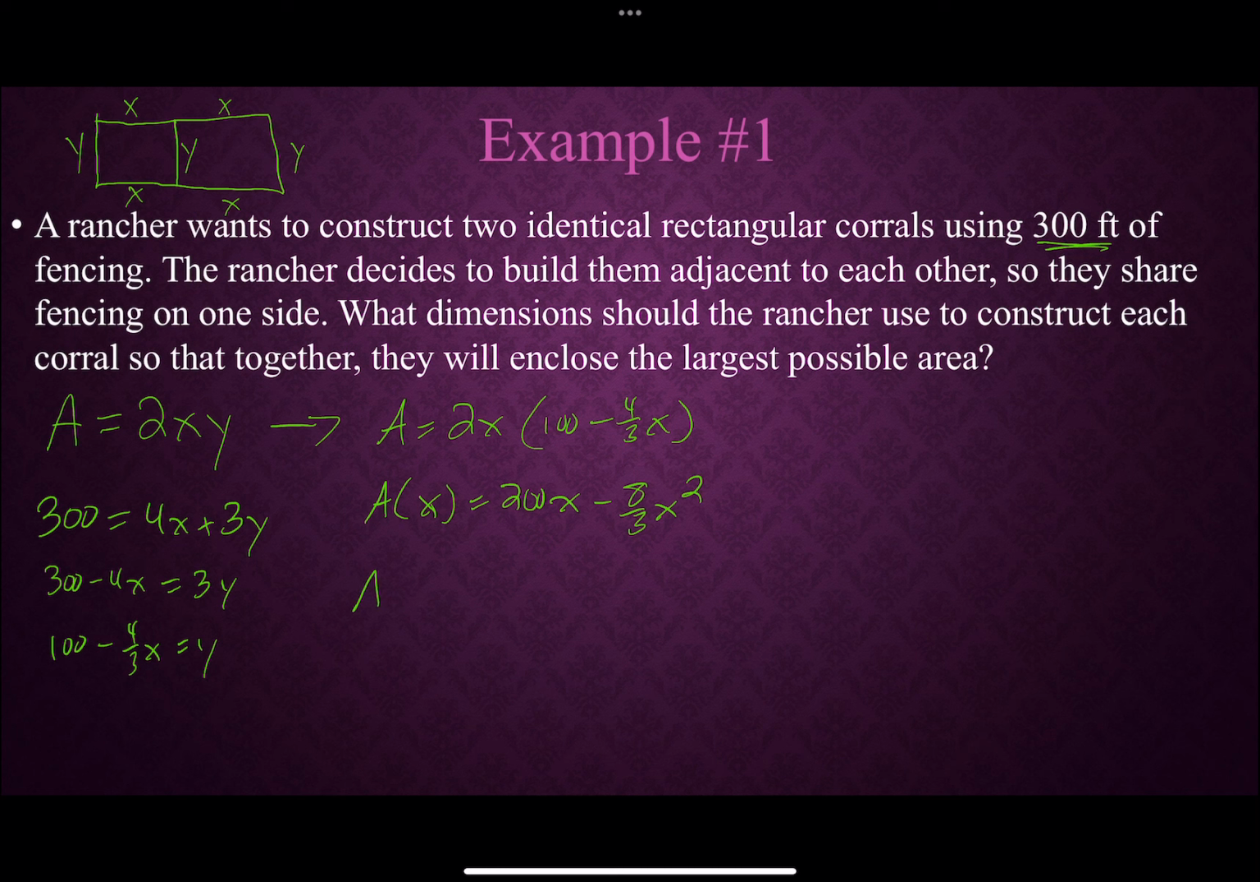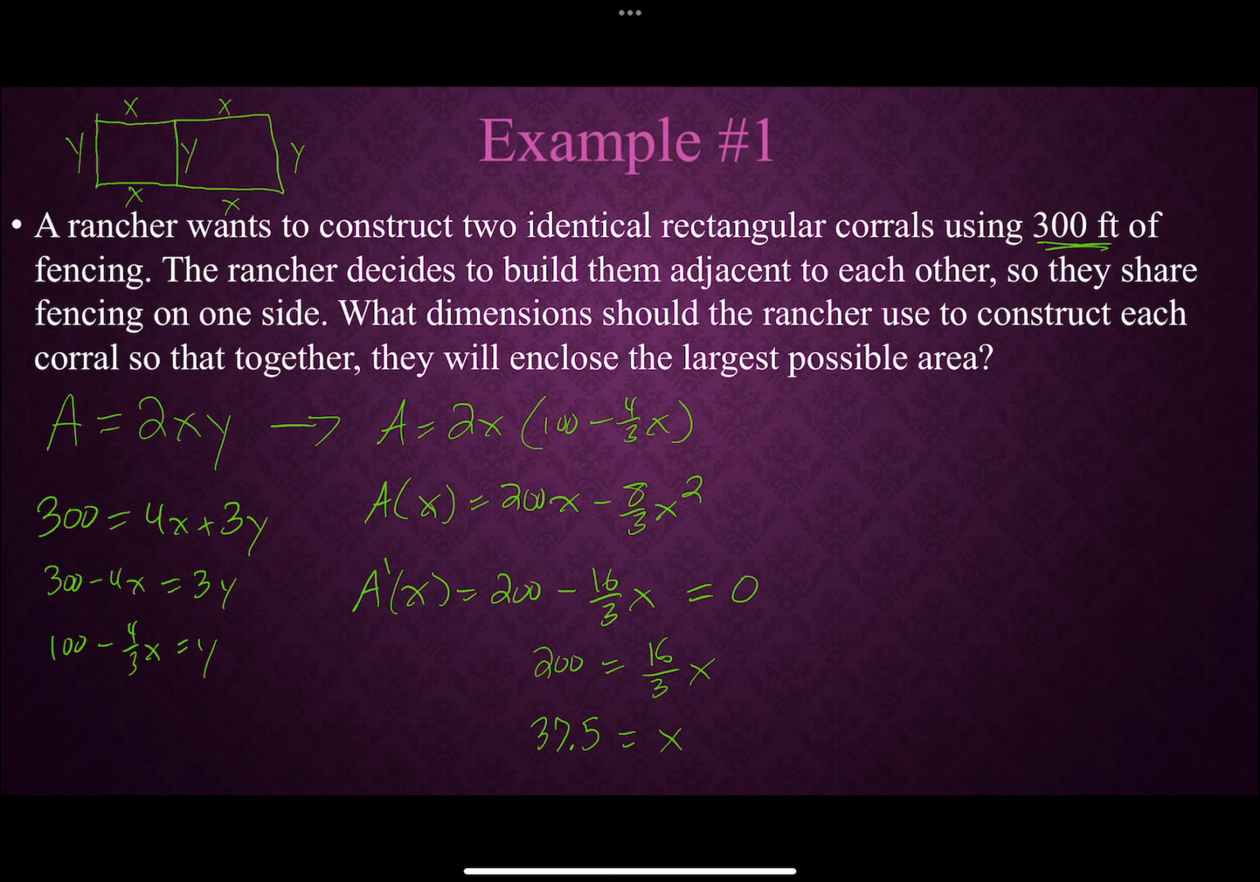So we'll go ahead and take our derivative. A prime would be 200 minus 16/3 x. We're going to set that equal to 0, and we're going to solve this. So we would get 200 equals 16/3 x. Multiplying by 3 and then dividing by 16, we're going to get x equals 37.5.